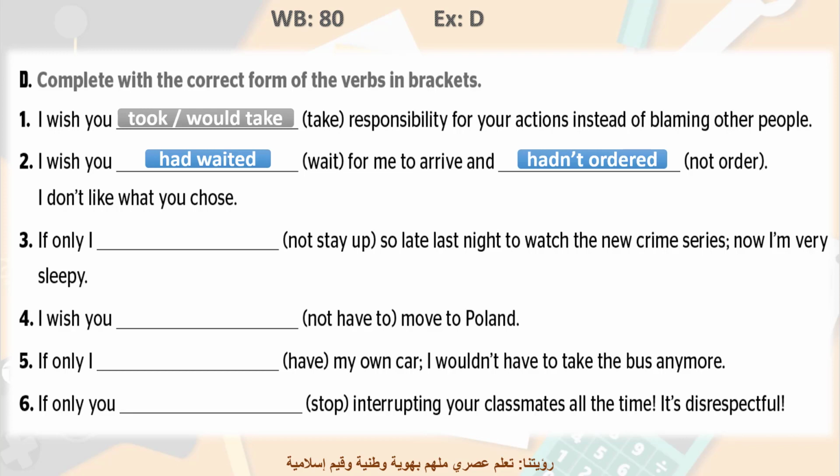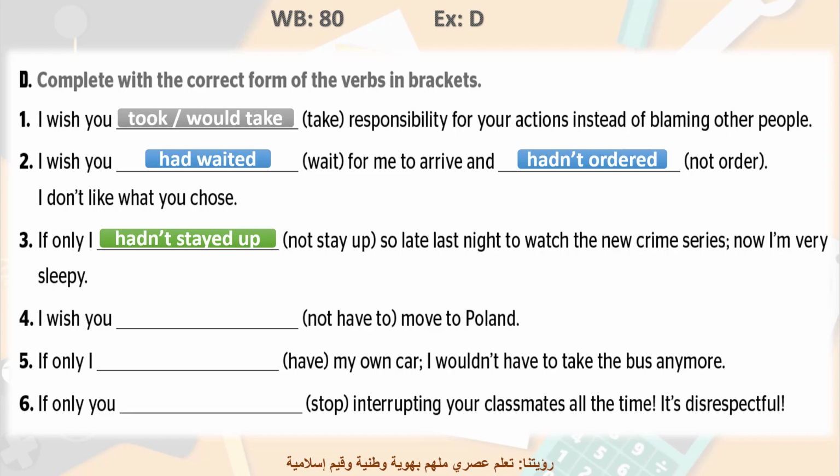Because it's a wish in the past, so we use the past perfect: had plus past participle. Number 3. If only I, space, not stay up so late last night. Last night, the sentence is in the past. That's why you are gonna use, yes, hadn't stayed up. Correct. Past perfect, because it's a wish in the past.